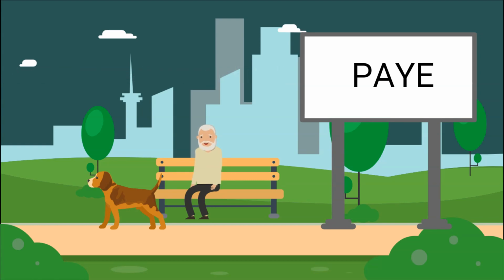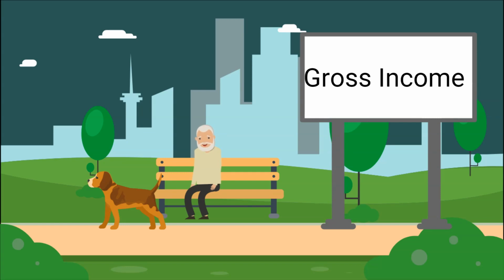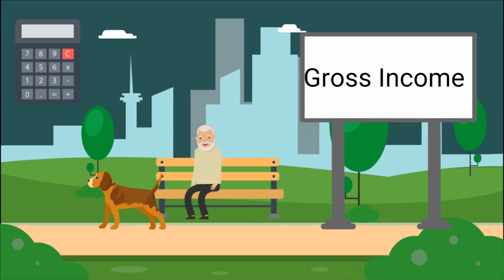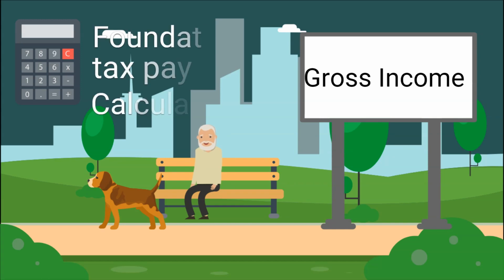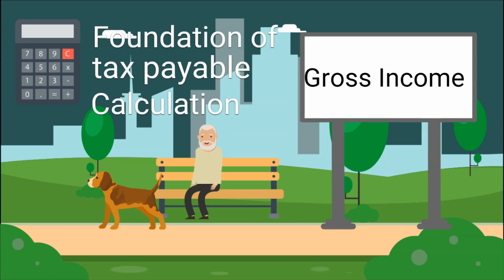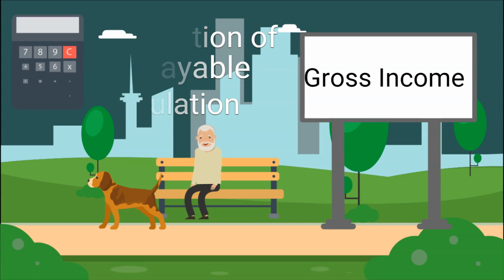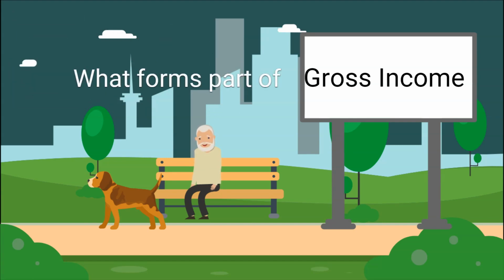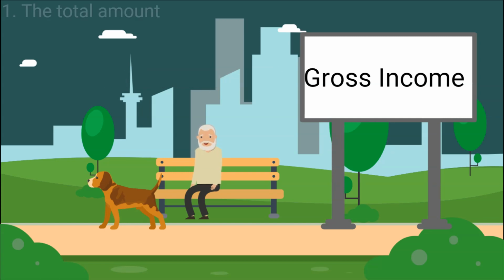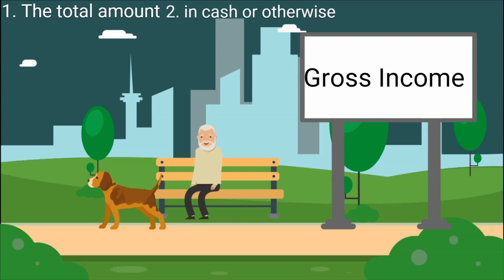Another confusing term to taxpayers is gross income. Gross income is needed to calculate how much tax is payable by you, as the taxpayer. It essentially forms the basis of the income tax calculation. It is therefore important to understand what amounts form part of your gross income. As per the Act, gross income is defined as, firstly, the total amount. This amount must be expressed in South African currency. Secondly, it must be in cash, or otherwise.